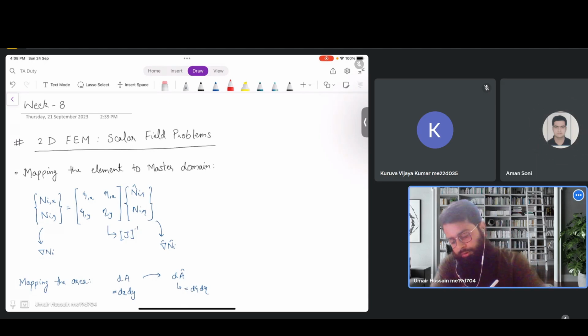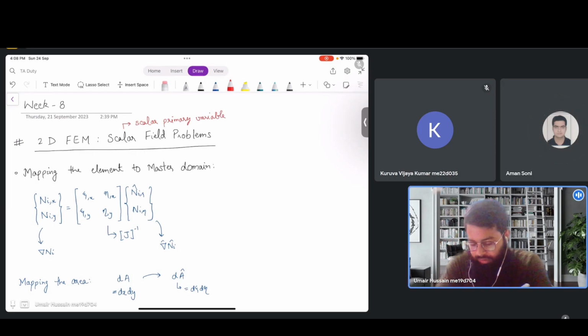Yes, right. Basically, the primary variable that we are solving for here is only a scalar variable. Like you said, if we have a heat conduction or heat problem specifically, we are only solving for one field, that is temperature.